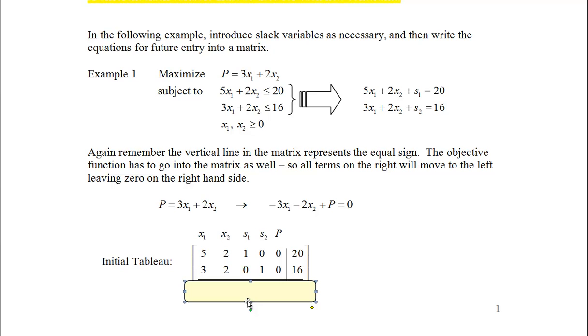Okay, now notice I do have a horizontal line. The horizontal line is used to separate the linear inequalities that have been changed to equations away from the objective function, which is always in the bottom. So this right here, the negative 3 will go in x sub 1 column, negative 2 in the x sub 2. There are no s sub 1 or s sub 2's, and the p, I'll have a 1 right here. So that's my initial tableau.